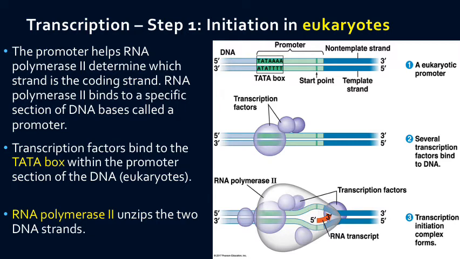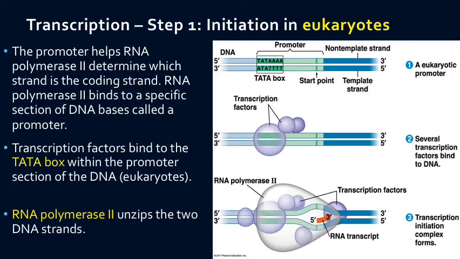And so then what happens, this is specifically in eukaryotes, we have a region called the promoter, and it helps the RNA polymerase determine which strand is the coding strand. Remember, you've got 2 strands of DNA, and only one strand is going to be used. So RNA polymerase binds to the specific section of DNA bases called the promoter.